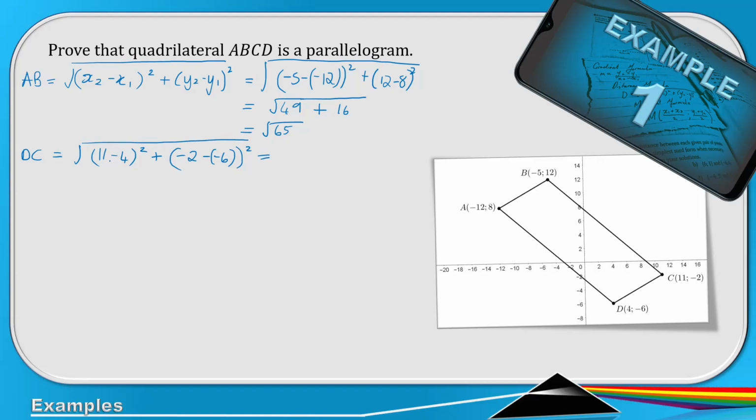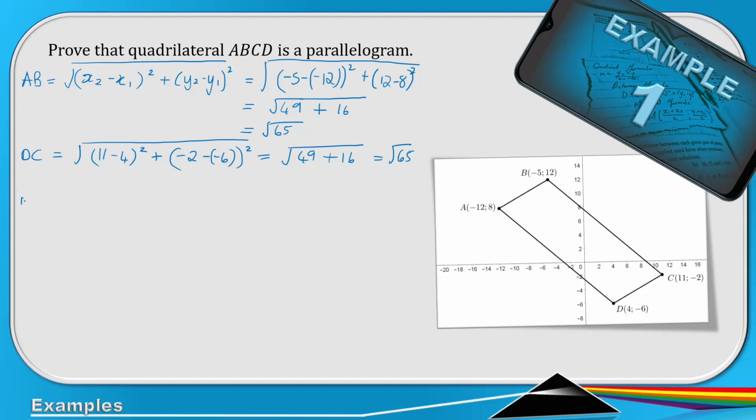Okay, so this then simplifies. This is 11 minus 4 is 7. So 7 squared is 49. And then minus 2 plus 6 gives us positive 4. And positive 4 squared is 16, so plus 16. All right, so now you can see, once again, we just have the 49 plus 16, so we can just write, okay, this is also the square root of 65. Okay, that's done. Now I want to find the gradients of both of these sides.